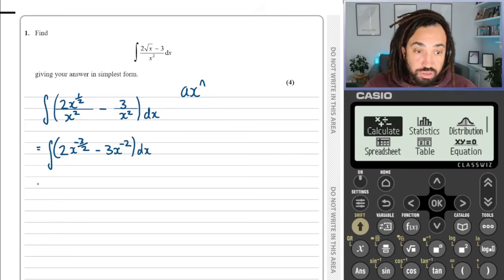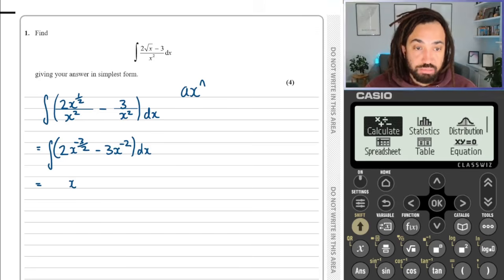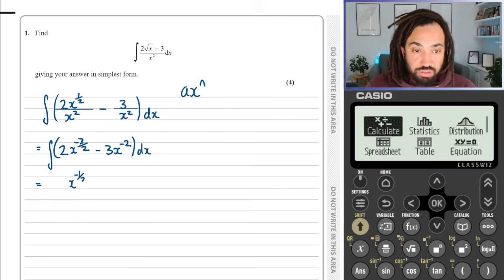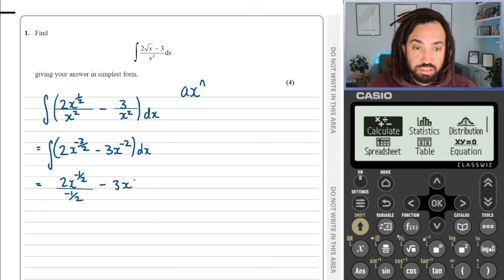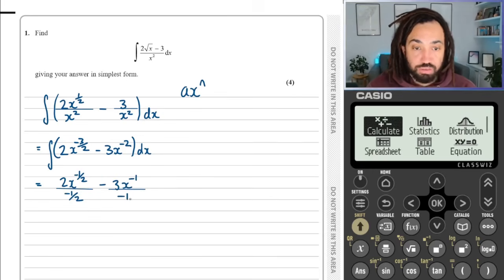Okay, so now we can just do our standard integrating, which is up the power, so add 1 to the power, which gives us minus a half, and then divide by that new power of minus a half. And then here we need up the power by 1, so adding 1 to the power gives us minus 1, and then we divide by the new power, which is minus 1, and then once you've integrated we always need to add on that plus c, the constant of integration.